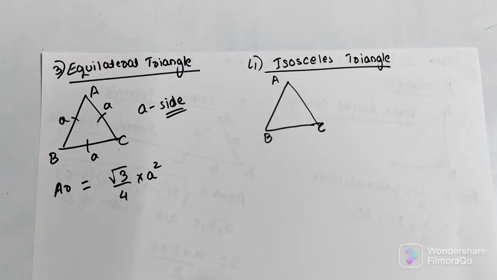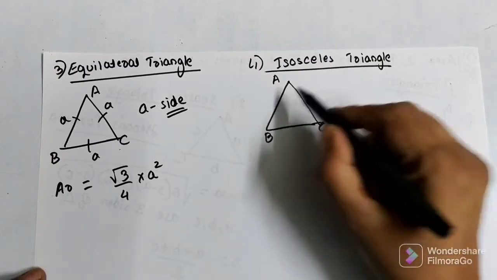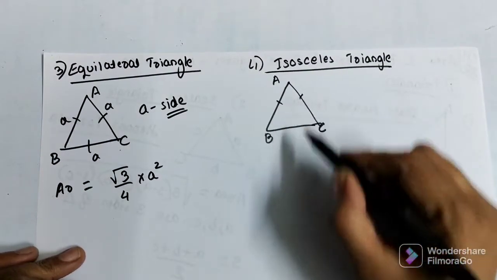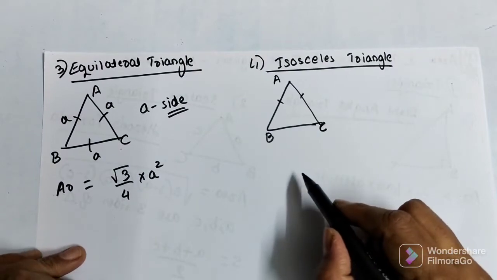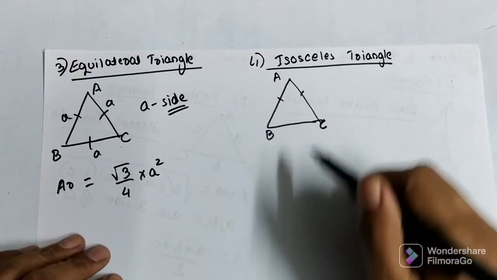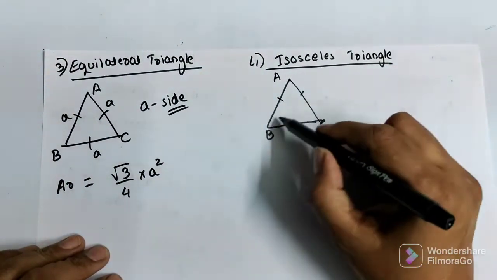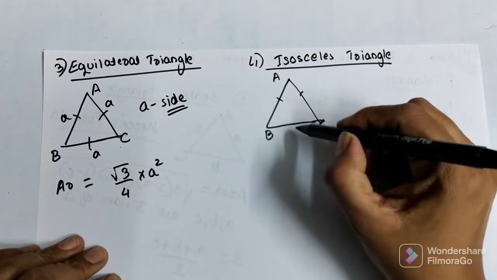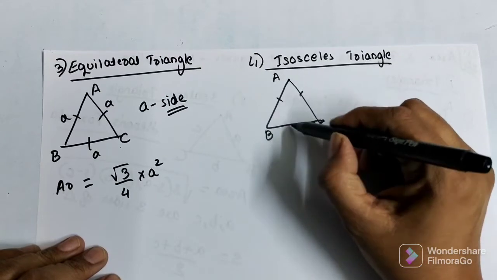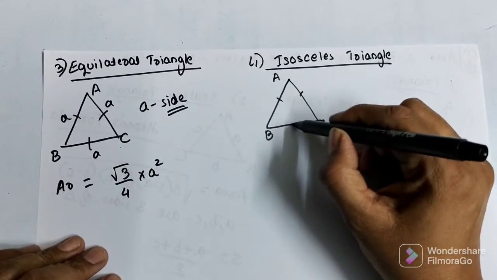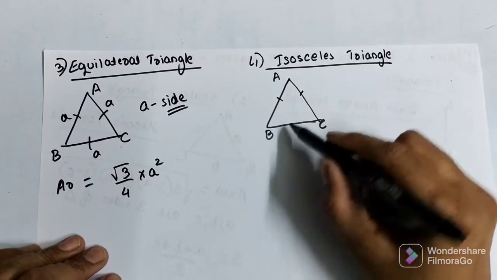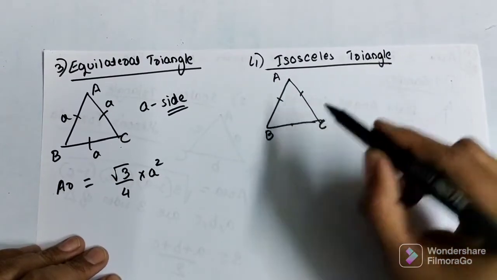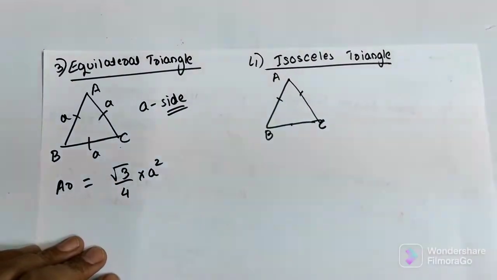Now this is the last type of triangle we have here, the isosceles triangle. An isosceles triangle is a triangle with two sides equal. You should also know some properties of the isosceles triangle: the angles formed opposite to the equal sides are also equal, and the perpendicular drawn from one vertex to the third side, which is not an equal side, will bisect the third side. That property you should know.